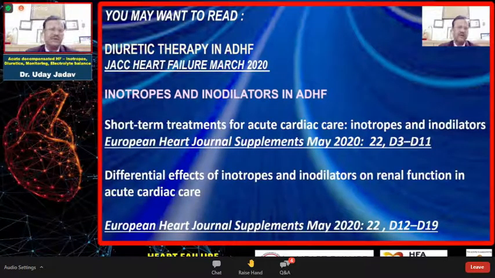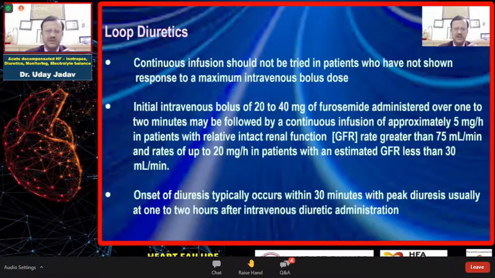I will encourage you to read some of these articles which are highlighted here, for diuretic therapy and inotropes in JACC and the European Heart Journal, and I'll base some of my slides on this. It's vital for physicians to understand a few relevant concepts on diuretic therapy. It's important that we start with the intravenous bolus dose. Patients who do not respond to an intravenous bolus dose will not respond well to the continuous infusion.